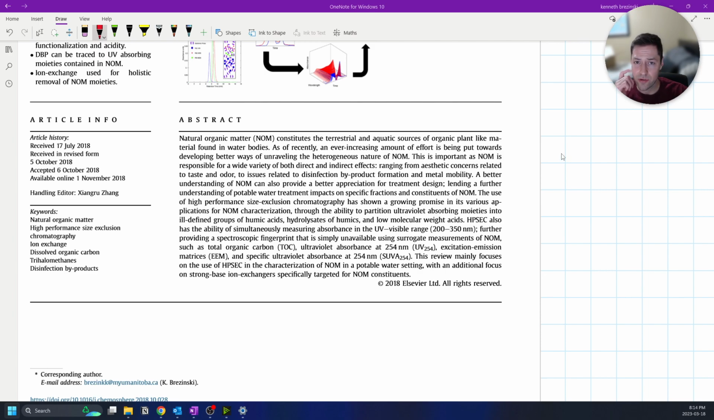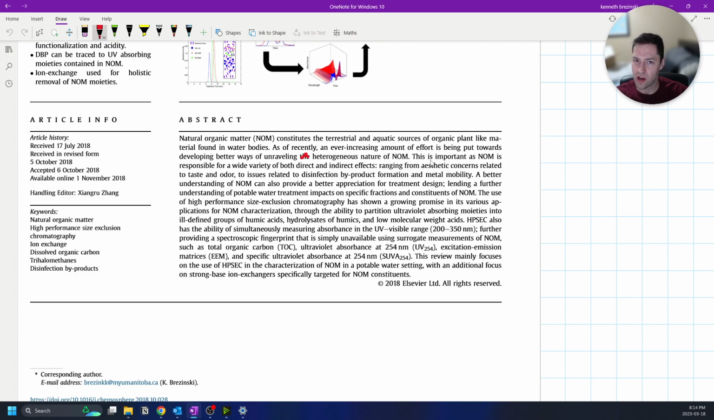As of recently, an ever-increasing amount of effort is being put towards developing new ways of unraveling the heterogeneous nature of natural organic matter. Heterogeneous being the focus term here. We're not looking at one thing in particular. It's heterogeneous because natural organic matter and carbon-based sources come from so many different parts. They come from animal material versus plants, so that's an important consideration.